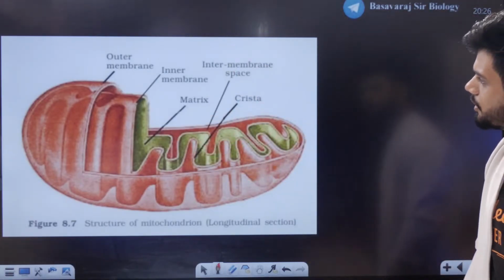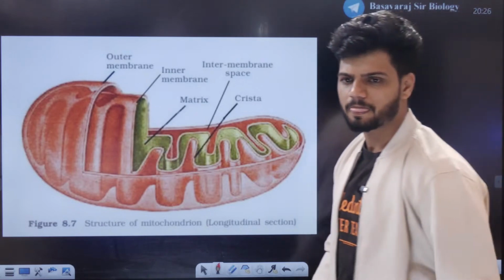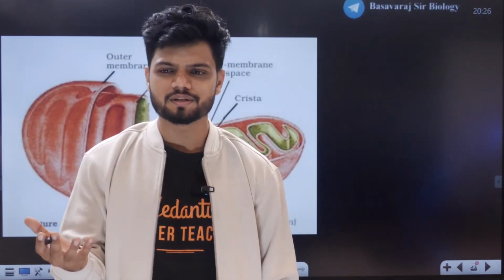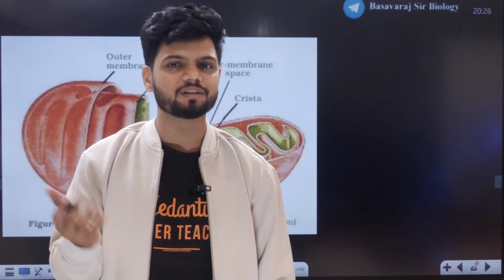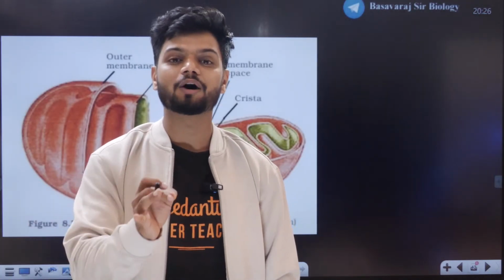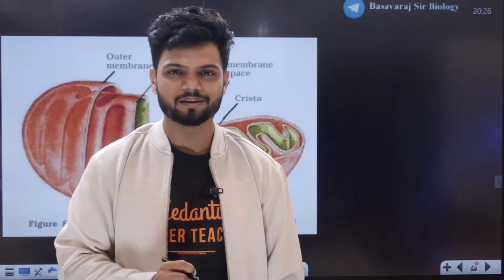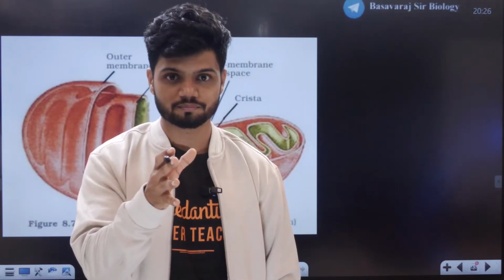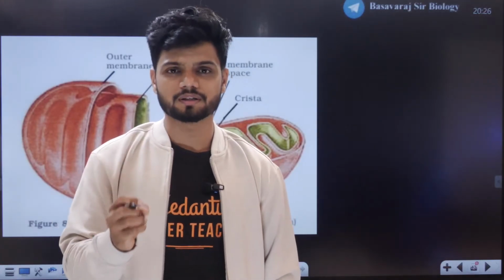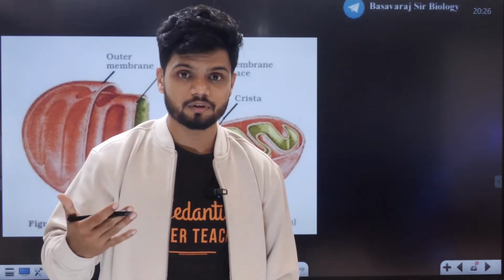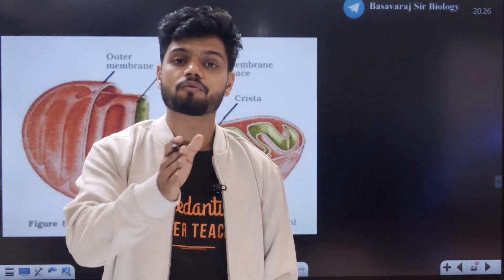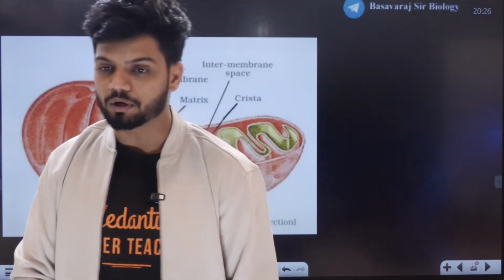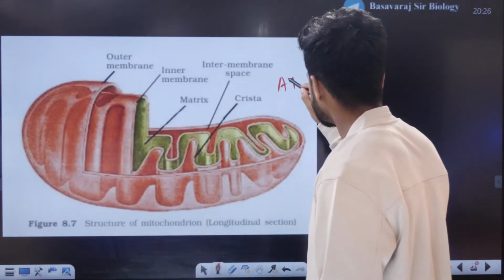Now this mitochondria is also called, can anyone tell me what is the other name of mitochondria? Anyone knows? It is also called the powerhouse of the cell. Why? Because in mitochondria, with the help of oxidative decarboxylation and other reactions, there is oxidative phosphorylation, and ATP is produced here.